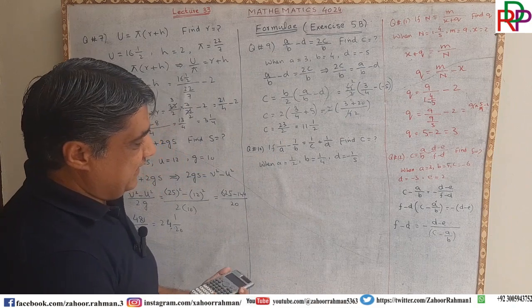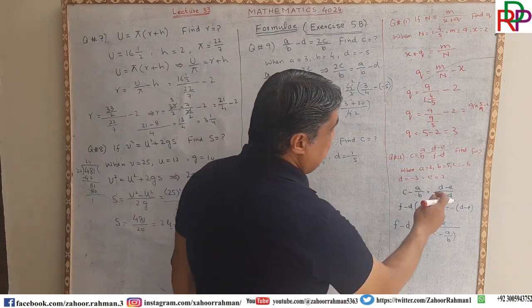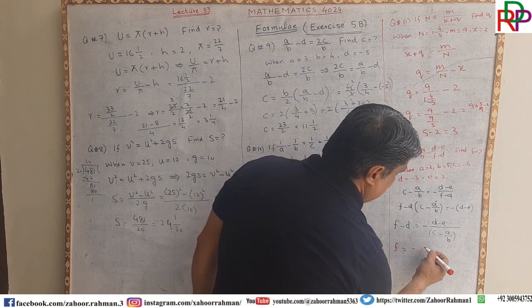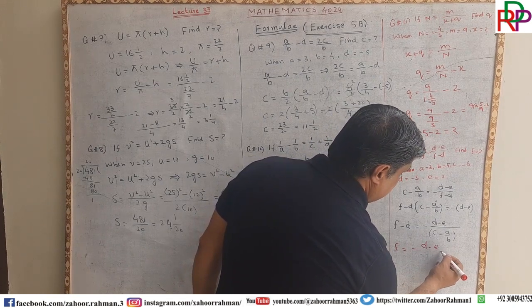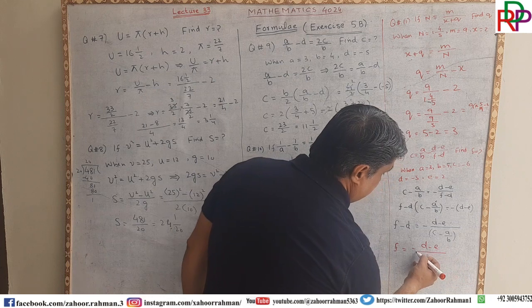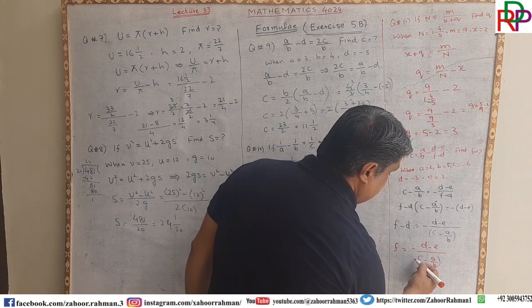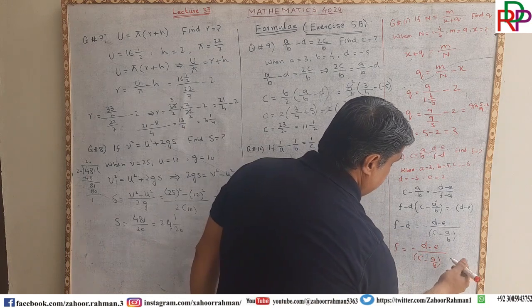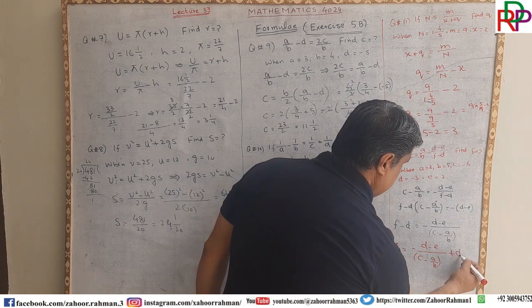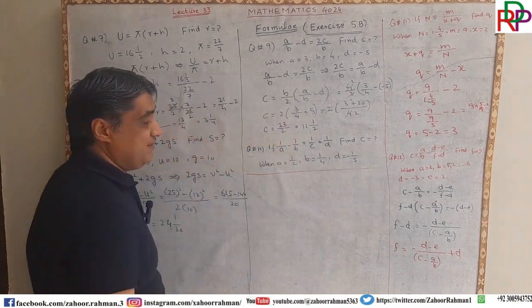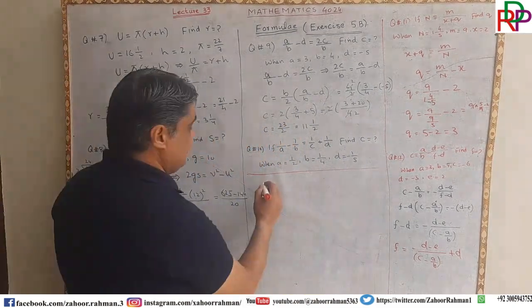So we are getting this, and now we have to only leave F here: minus D minus E whole divided by C minus A divided by B, and when I shift that to that side it will become D. Gentlemen, let us do it here. Now we have to put values.